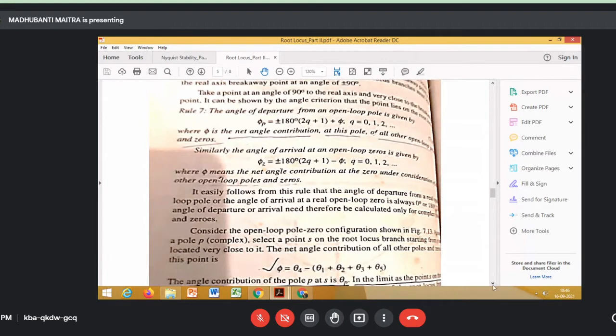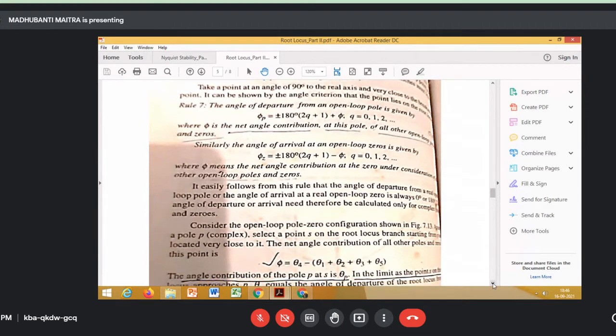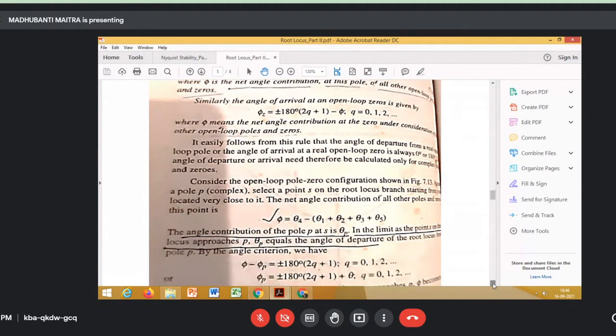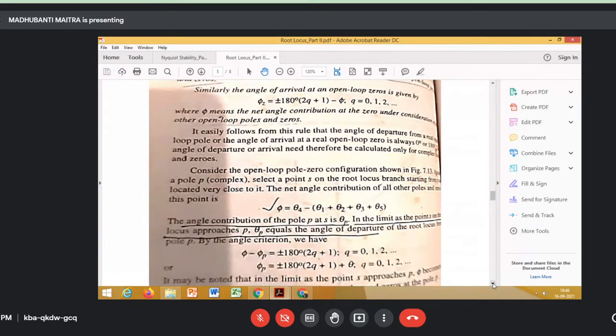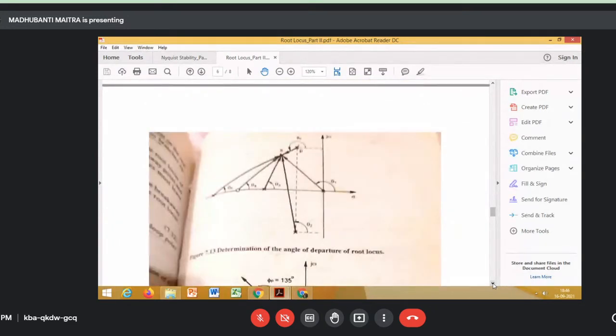Now let's try to understand the concept of angle of departure. Suppose this is the open loop pole zero configuration of a given system. We can see this one open loop pole, this is the second one, third one, fourth one, fifth one, and this one is a zero.